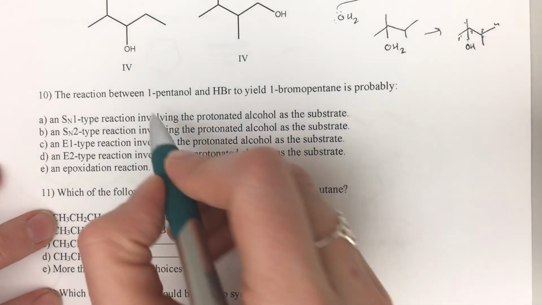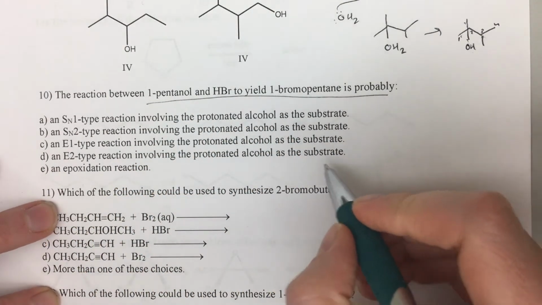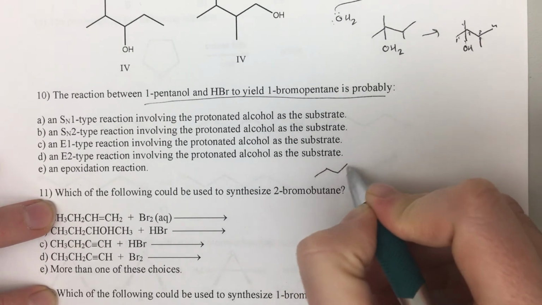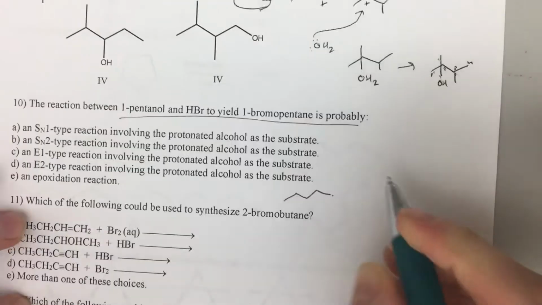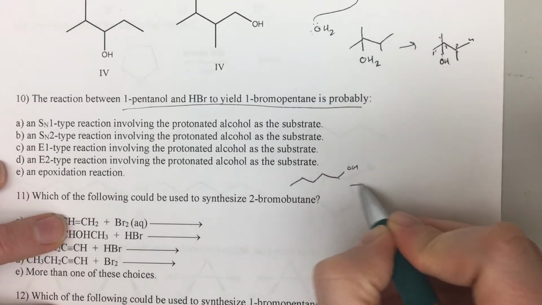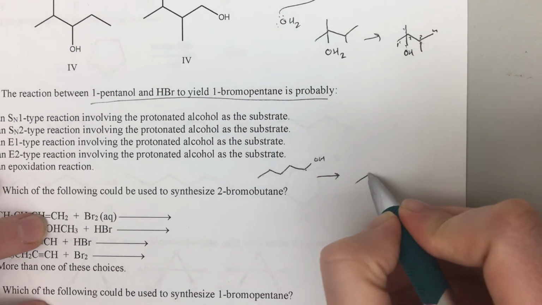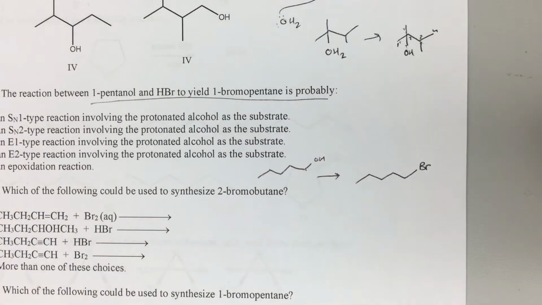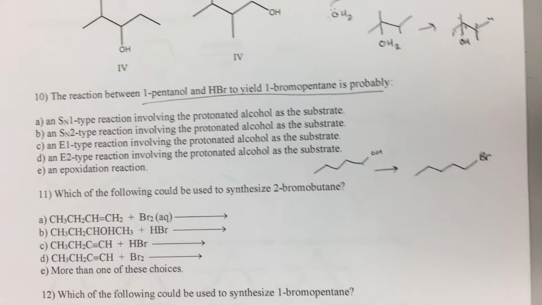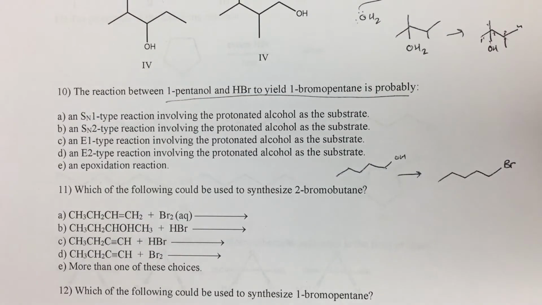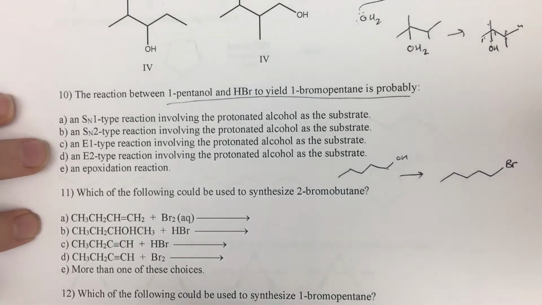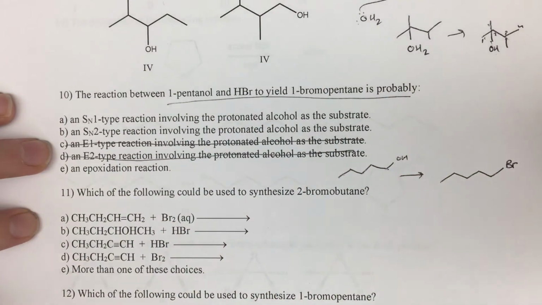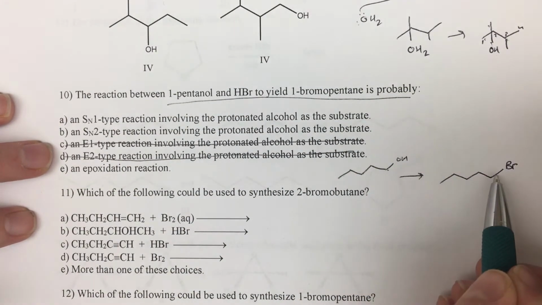The next says, the reaction between 1-pentanol and HBr to yield 1-bromopentane is probably... So let's draw that out. Pentane is 5 carbons, 1, 2, 3, 4, 5, and it's 1-pentanol, and it's going to yield 1-bromopentane. So the question is, which type of reaction is this? This is really a review of chapters 5 and 6 when you learn about elimination and substitution. So this is not an elimination, because elimination eliminates something, it would leave behind an alkene. So the only option left is a substitution.